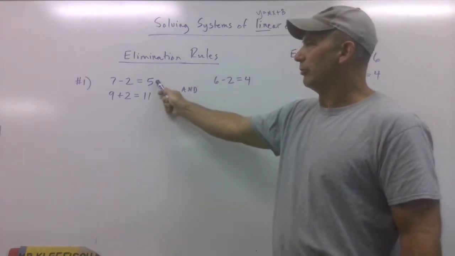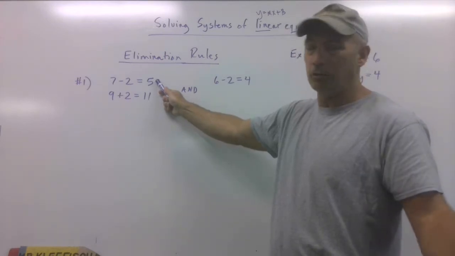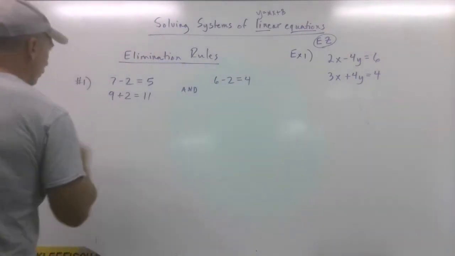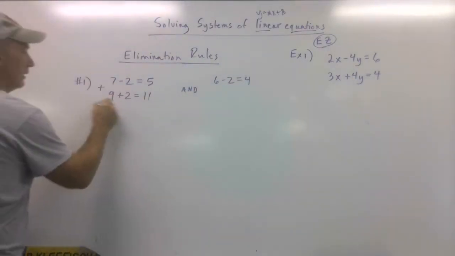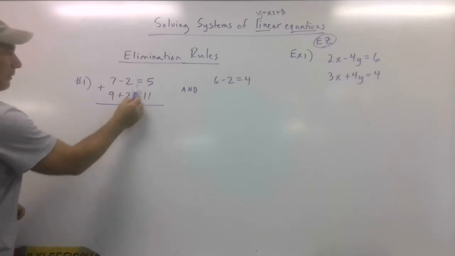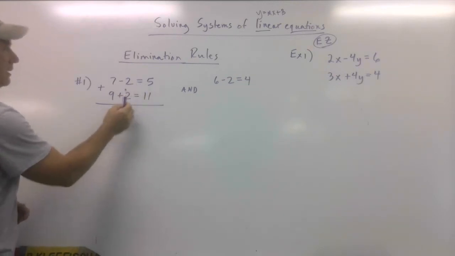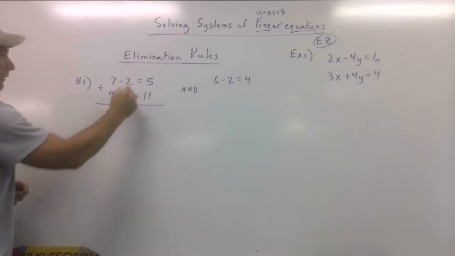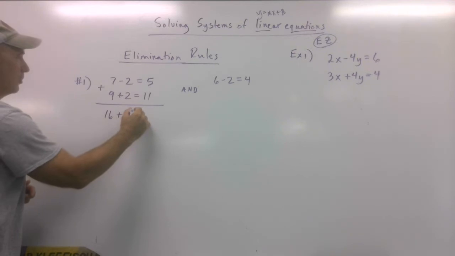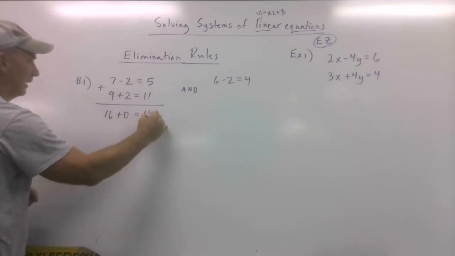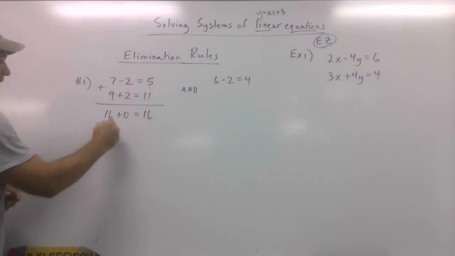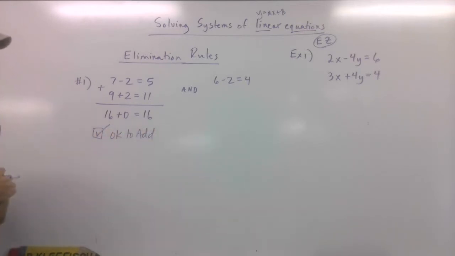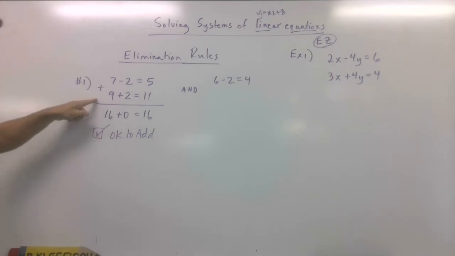So here's an equation, 7 minus 3 equals 5. We know that's true. Another one, 9 plus 2 is 11. Now, what I'm going to attempt to do is take these two equations and add them together. Notice my equals are lined up, and that's going to be significant. 7 plus 9 is 16. Negative 3 and 2 is... negative 2 and 2 is 0. And then 5 and 11 is 16. So guess what? Check that box. It's okay to add equations. We're going to use that technique a lot.